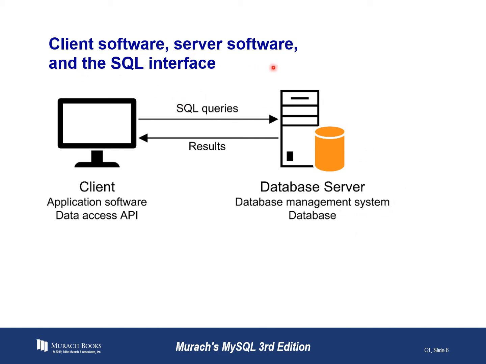Client software, server software, and the SQL interface. Here you can see that on the left side you have the client, which contains the application software, data access API, etc. On the right side there is the database server, which contains the database management system, the DBMS basically. And here we have two arrows. The SQL queries arrow is on top, and the results arrow is on the bottom.